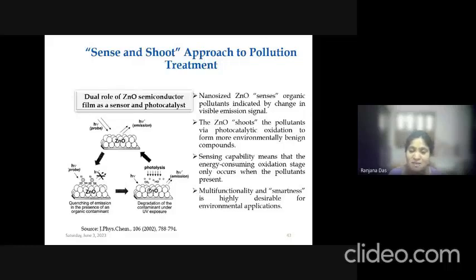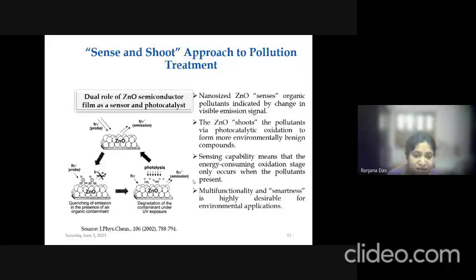Now, the same principle is there. We are also observing the emission over some nanomaterial-coated material, that is zinc oxide, and the emission we are observing. Whenever no molecule, no organic molecule or contaminant is there, the emission which we record is different from when some organic molecule is there. So it is going to change.